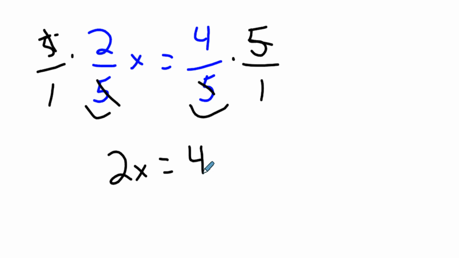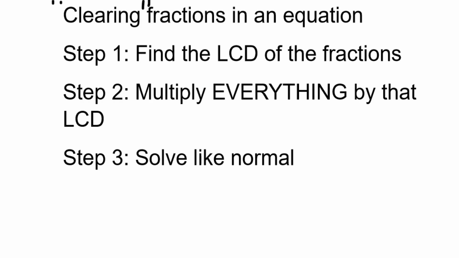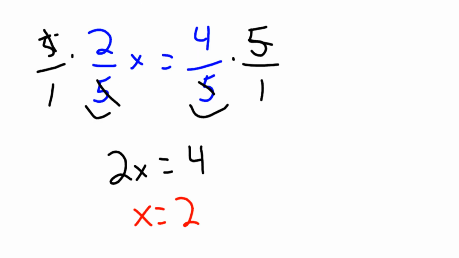Now that problem looks a lot easier than the first fraction one. So we divide by 2. What times 2 equals 4? x equals 2. So that's one way that we can clear. And then step 3 is solve like normal. We solve 2x equals 4.